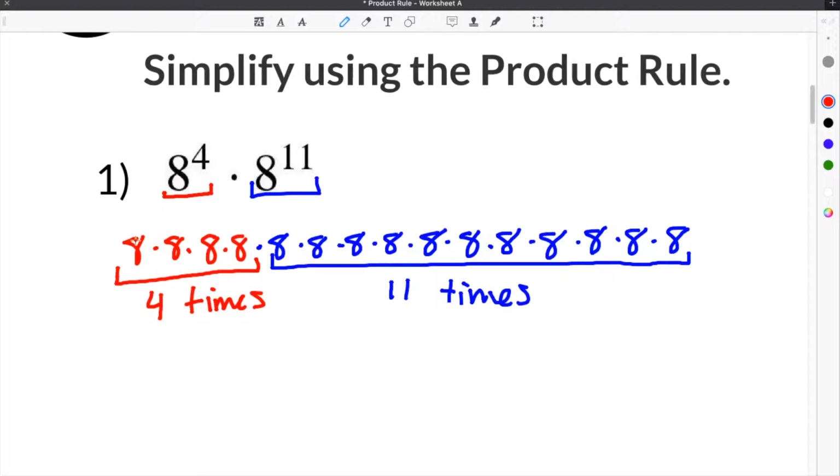So what we're going to do is count 1, 2, 3, 4, 5, 6, 7, 8, 9, 10, 11, 12, 13, 14, 15 eighths. So our final answer will be 8 to the 15th power.